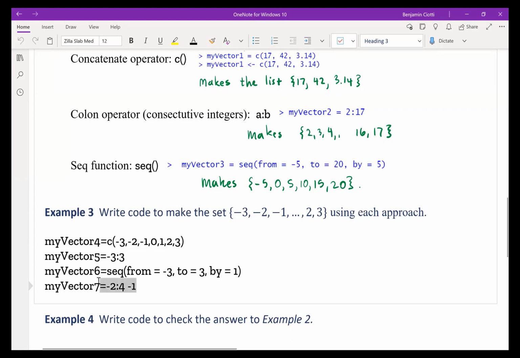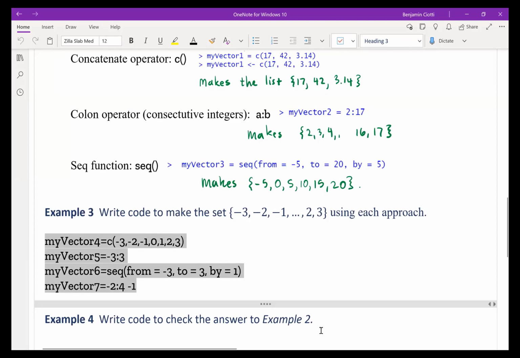And you know what? Why don't I check my answers? This is going to be embarrassing if I got any of these wrong, but let's go over to R. Oh, which means I have to share a different window.